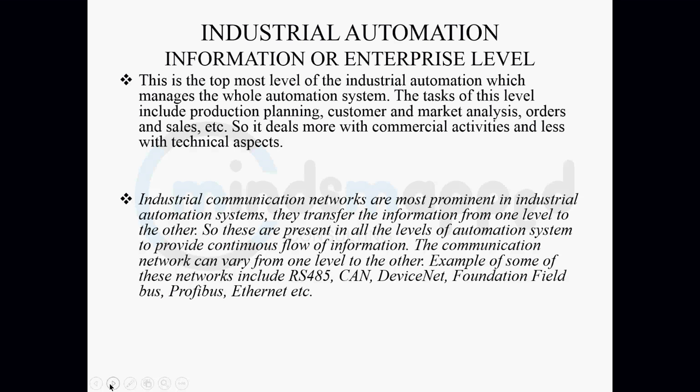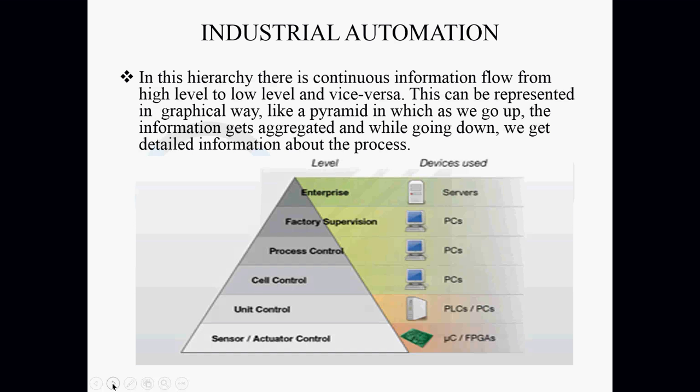So industrial communication networks are most prominent in industrial automation systems. They transfer information from one level to other. These are present in all levels of the automation system to provide continuous flow of information. The communication networks can vary from one level to the other. Examples of some of these networks include your RS485, which is your serial protocol, then CAN, which is your CAN bus, DeviceNet, Foundation Fieldbus, Profibus, and Ethernet. When we come to the networking part, we'll be understanding more about them later on anyway.